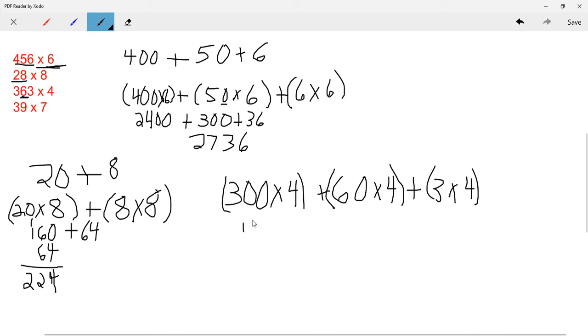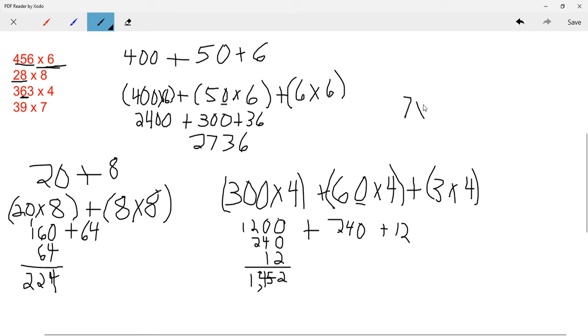4 times 3 is 12. And then I add the 2 zeros, so 1200 plus 6 times 4 is 24, plus a 0 would be 240, and then 3 times 4 once again is 12. Now I just add these all up. Make sure you line up by place value. 2, 4 plus 1 is 5, 2 plus 2 is 4. Sorry for that. So that would be 1,452.